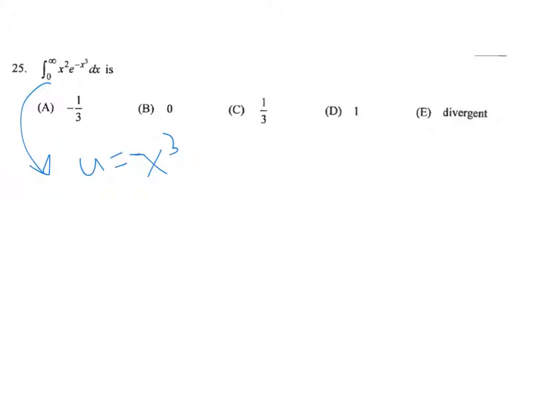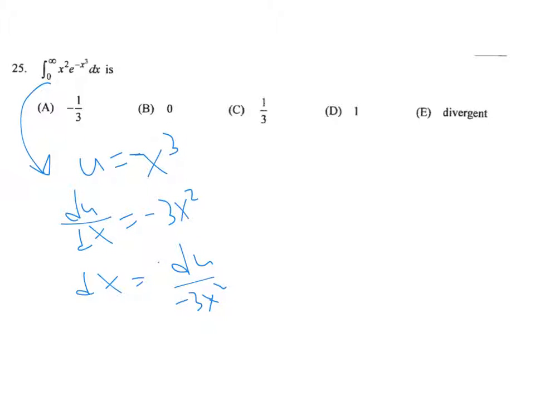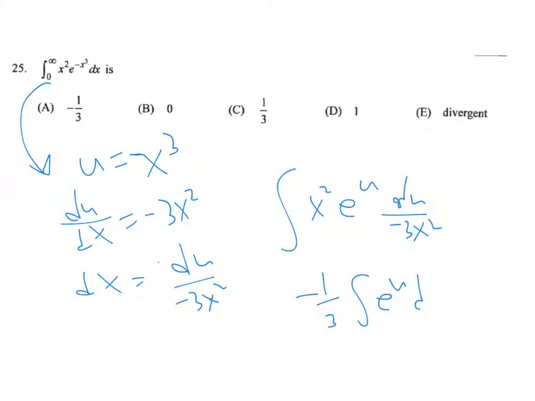If u equals negative x cubed, then du/dx is equal to negative 3x squared. That means that dx is going to be du over negative 3x squared. And when we plug this all in, we're going to get the integral of x squared times e to the u times du over negative 3x squared. And so I'm going to get negative 1/3 the integral of e to the u du.